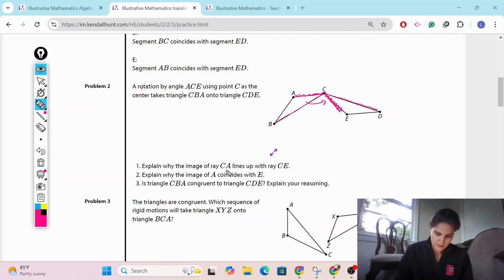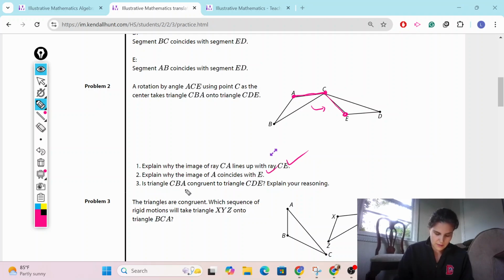Explain why the image of ray CA lines up with ray CE. Well, I'm going to erase this so we can see this a little better. Remember, we're rotating. This triangle is going this way. And we have CA is going to line up with ray CE. Well, this is the side that corresponds when we do that rotation. CA corresponds with CE, so they're going to line up. Explain why the image of A corresponds with E. Well, A is at the end of CA, and if it lines up with CE, it coincides on top of E.